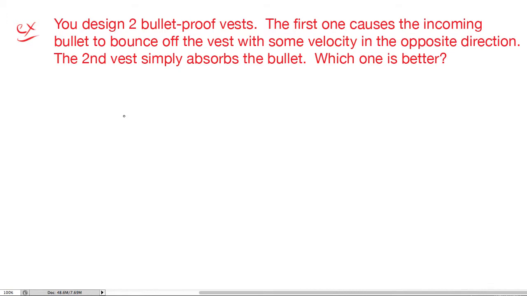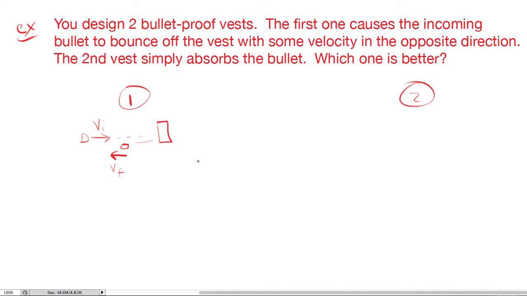Okay, all right, so I'm hearing good ideas here. I'm hearing discussion about force. Let's actually do some analysis and see if our analysis will validate our thoughts. So we have two cases. In the first case, you've got the bullet coming in with some initial velocity, and it hits the vest, which I'm going to draw as a rectangle. And then it bounces off, going in the opposite direction. And it has some final velocity.